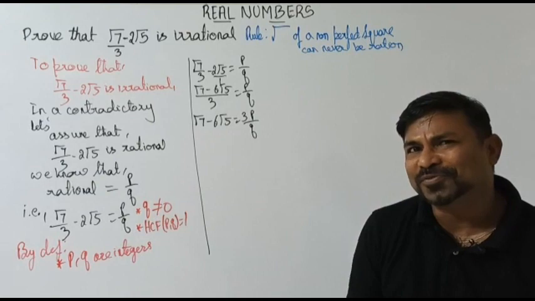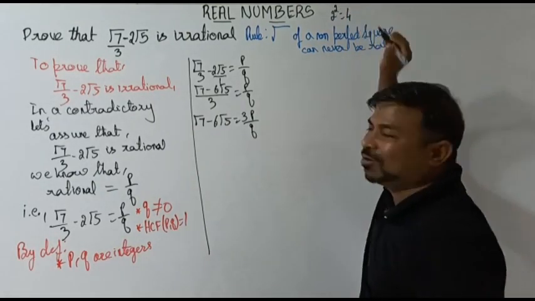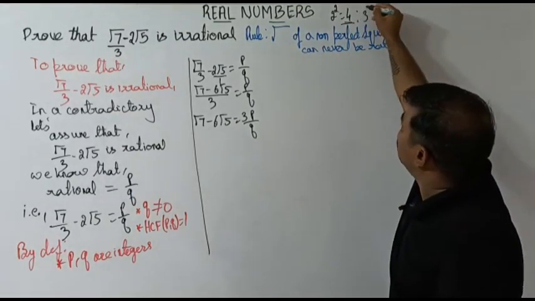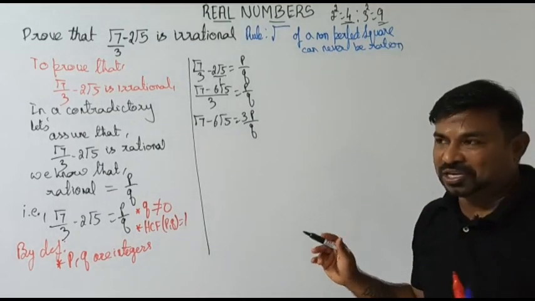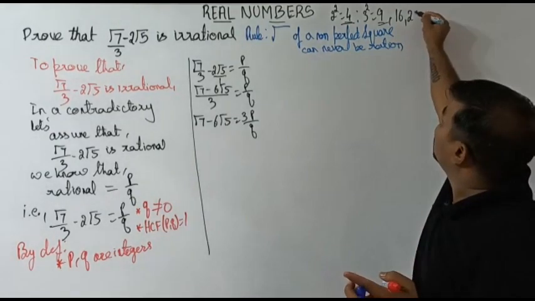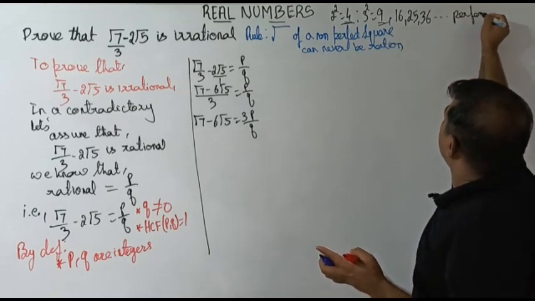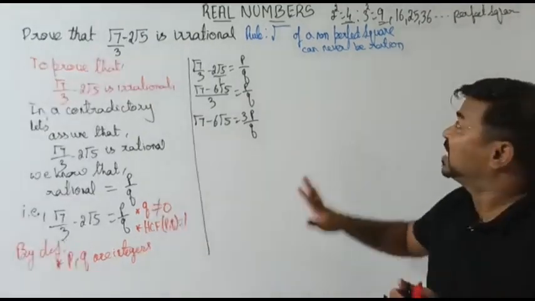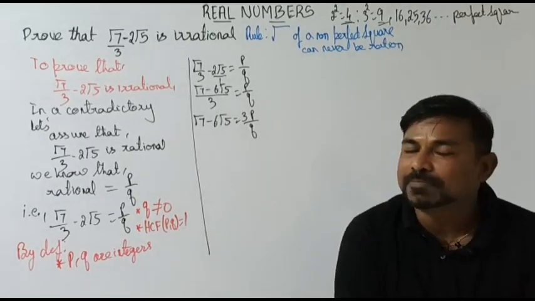Do you know the meaning of a non-perfect square or a perfect square? You know, 2 square is equal to 4, right? 4 is a perfect square. In the same way, 3 square equals 9, so 9 is a perfect square. And in the same way 16, 25, 36. All these are perfect squares. If we have something other than that, under the root, you have to say it is irrational.